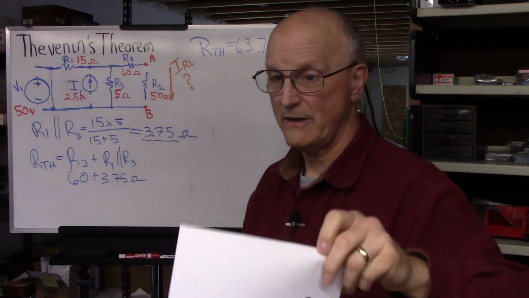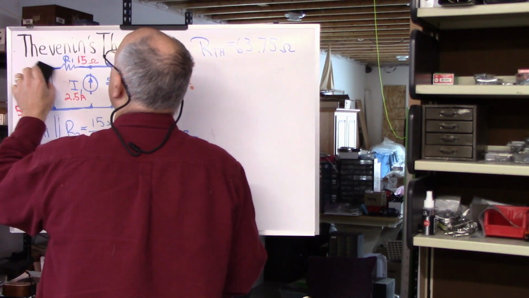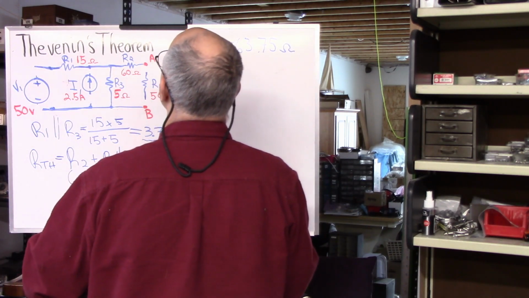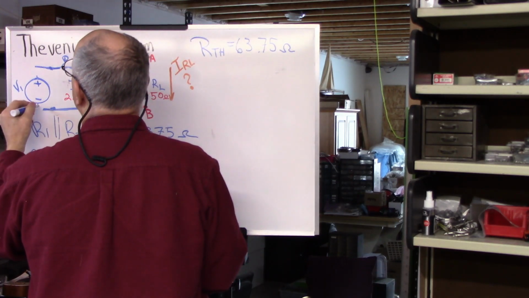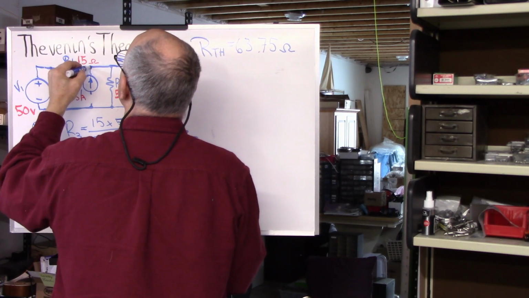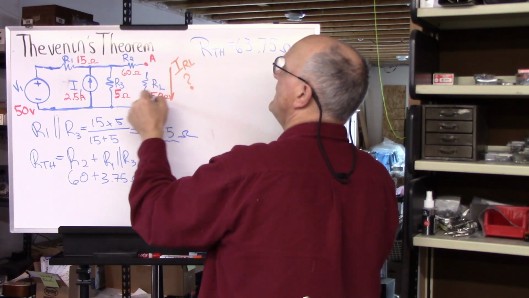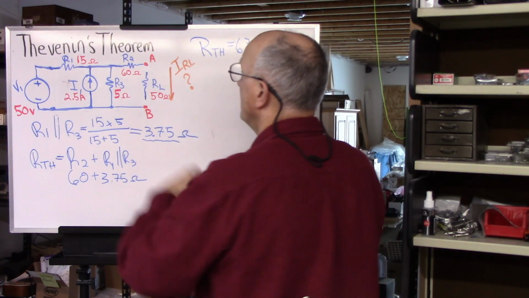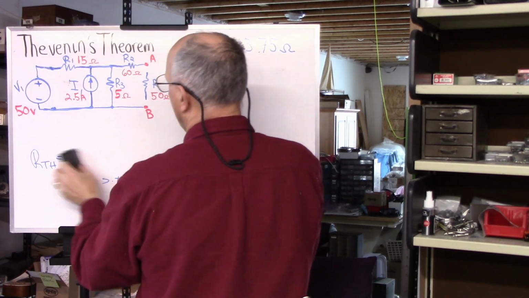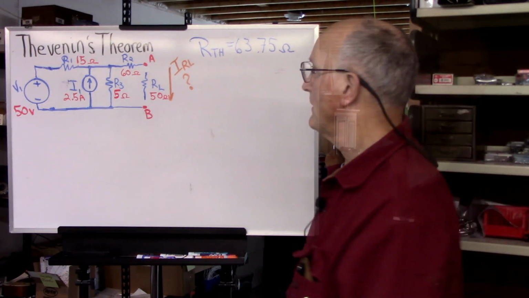Okay, so let's take a look at step number 4. We go back to the original circuit. So we have to take out our short here. Let's take our short out. And we have to connect up our voltage, connect up our current. But we still leave the load resistor out of the circuit because, again, Thevenin's theorem requires A and B to be an open circuit.